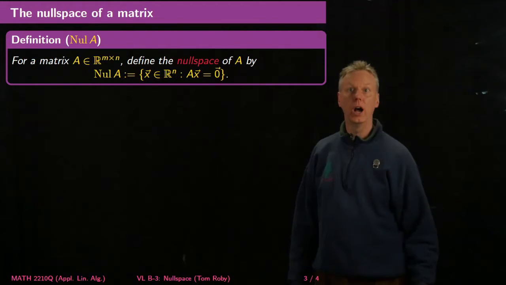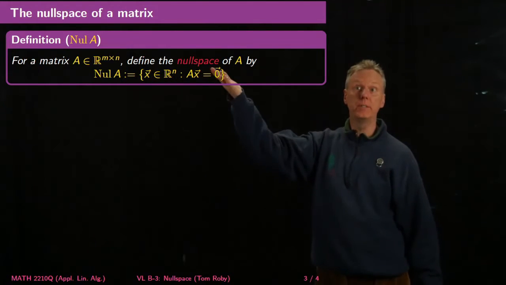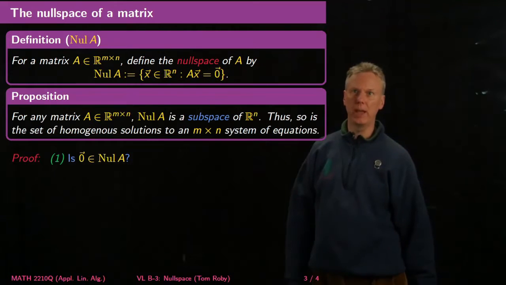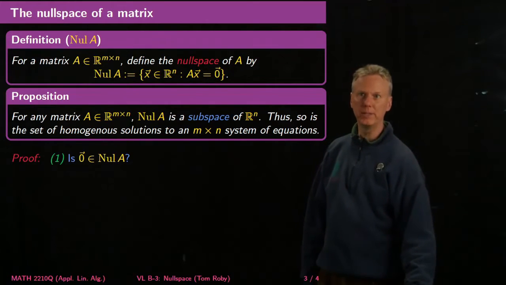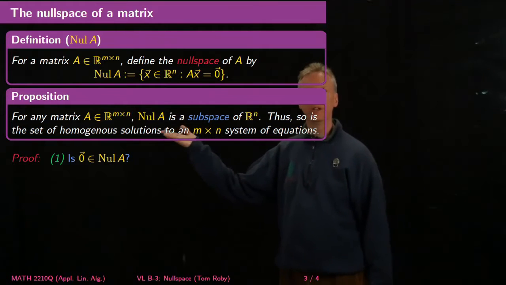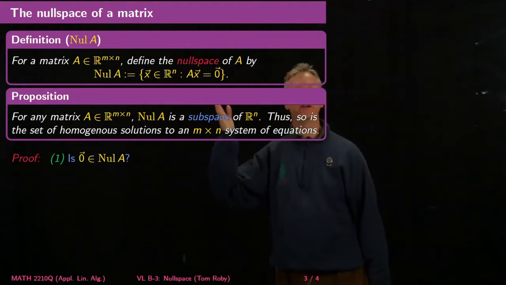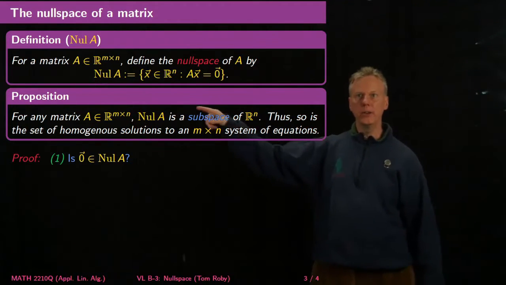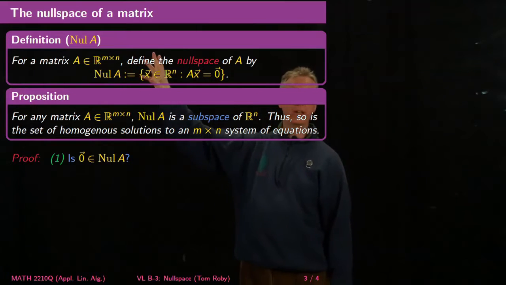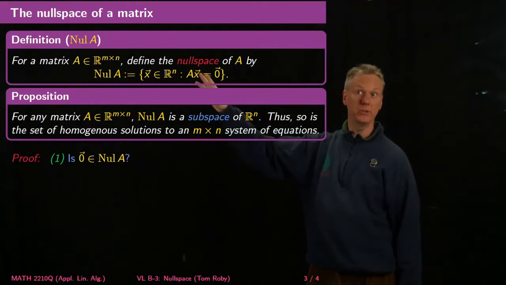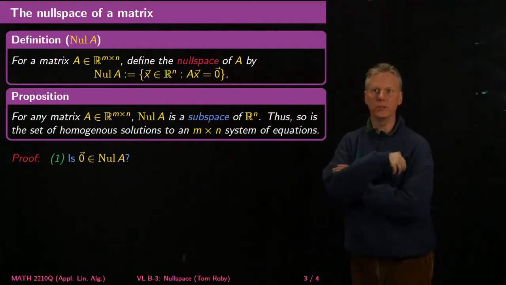And what's the big property of it? It's just a subset for now. But since I've called it a space, you might guess that it's going to be a vector subspace. And so here's the proposition. For any matrix A, the null space of A is a subspace. And now my matrices can be rectangular. They don't have to be n by n matrices.